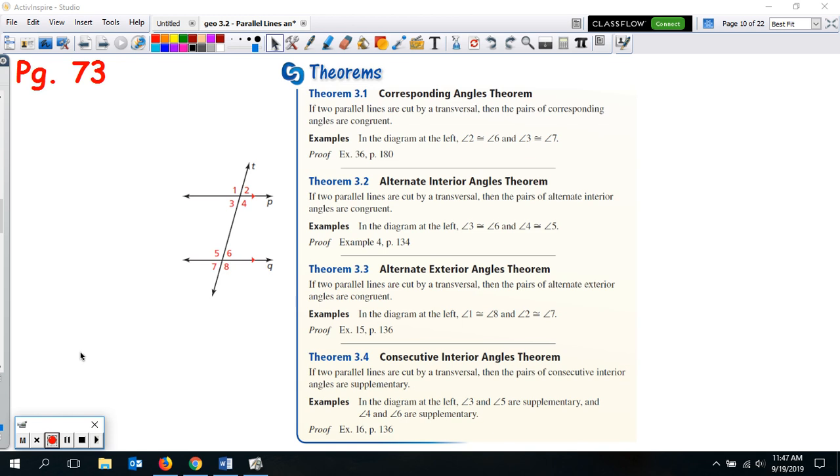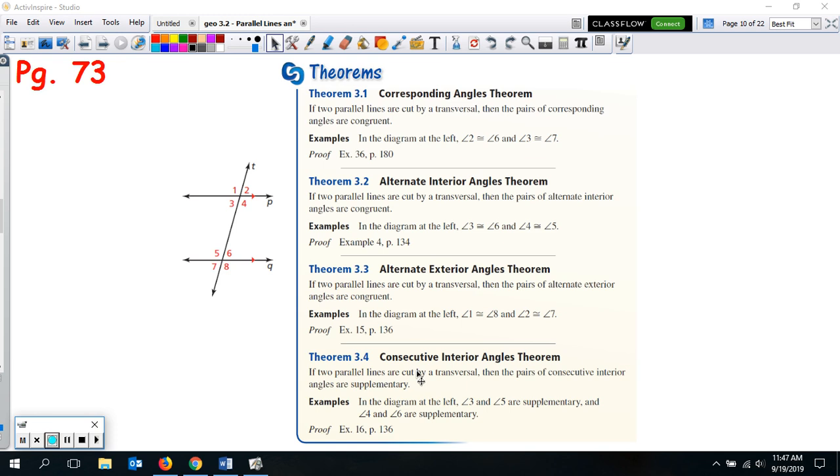All right, so on page 73, we see our theorems here, and there are 4 of them, one for each different type of angle. We talked about these types of angles yesterday: corresponding angles, alternate interior, alternate exterior, and consecutive interior angles. That's when you have a transversal going through two lines. You form those angle relationships.